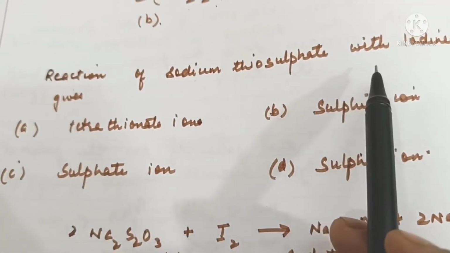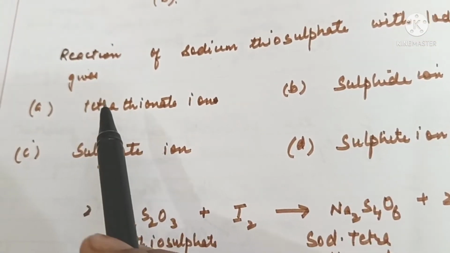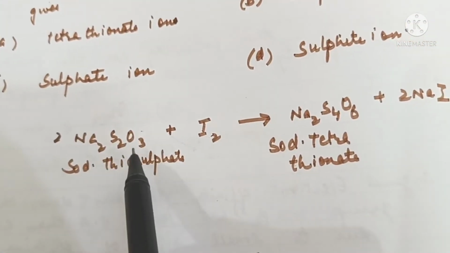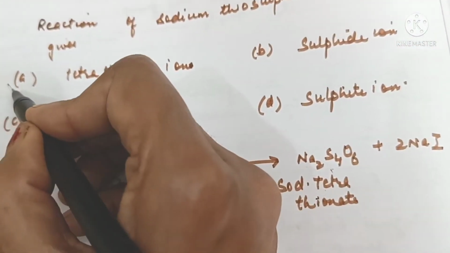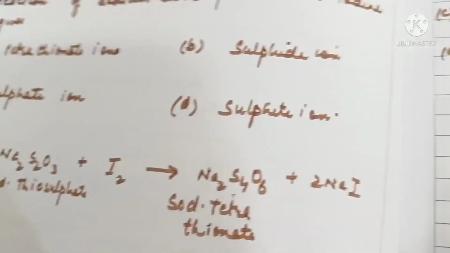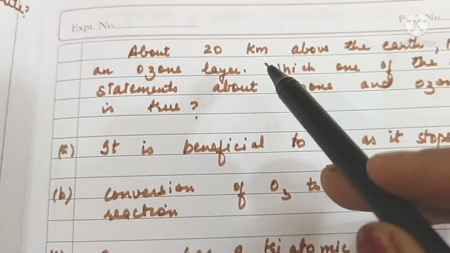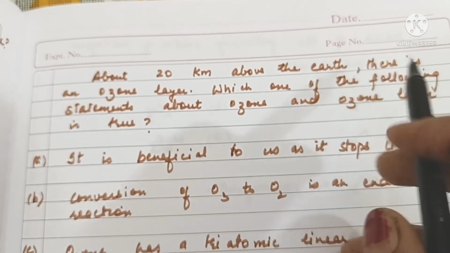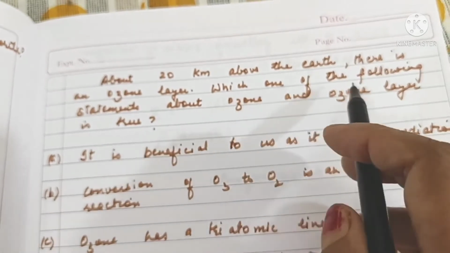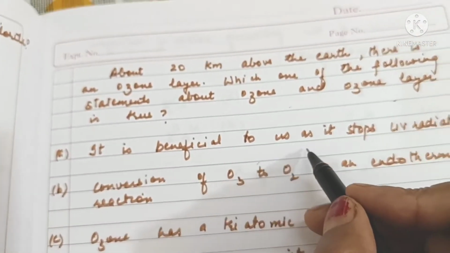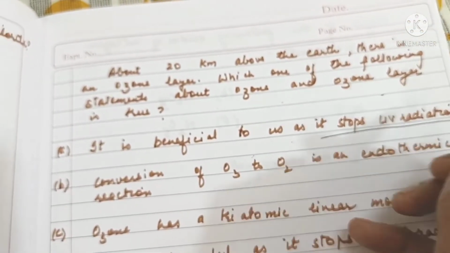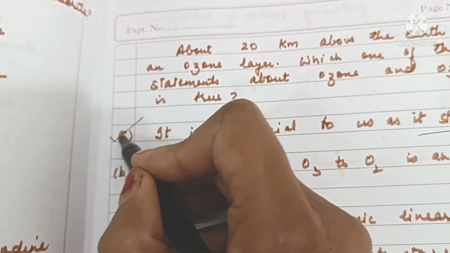Reaction of sodium thiosulfate with iodine gives, this is the reaction: sodium thiosulfate will react with iodine to form sodium tetrathionate. So this is the correct option. About 20 kilometers above the earth, there is an ozone layer. Which one of the following statements about ozone and the ozone layer is true? It is beneficial to us as it stops UV radiation. This is the correct answer.